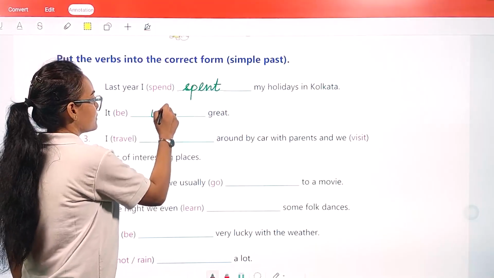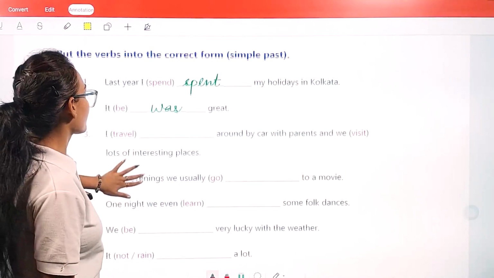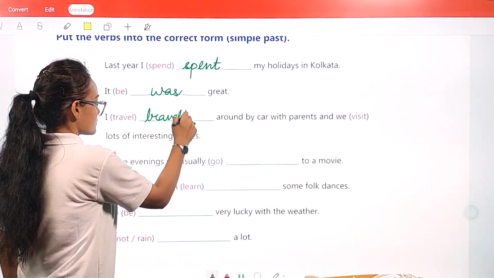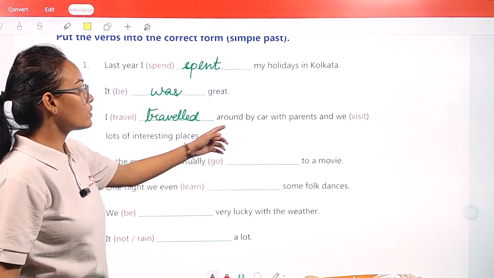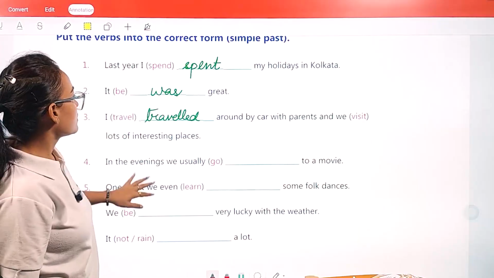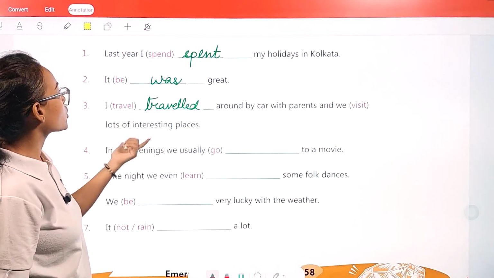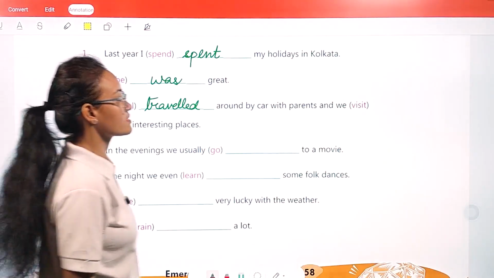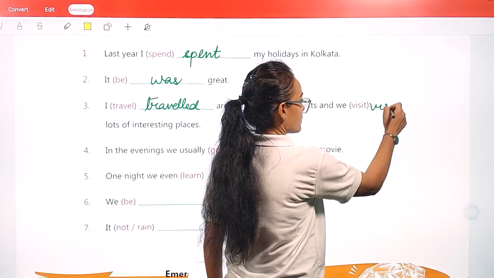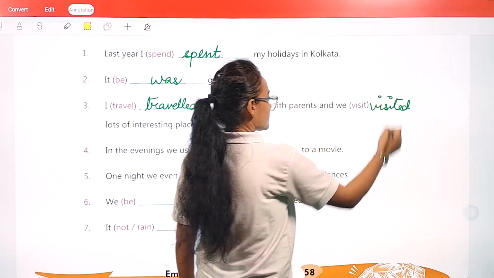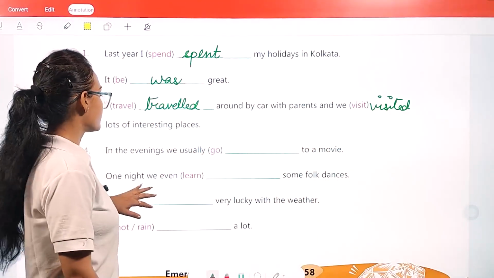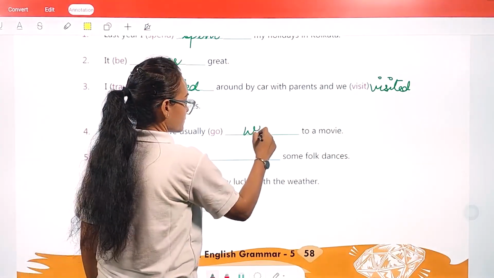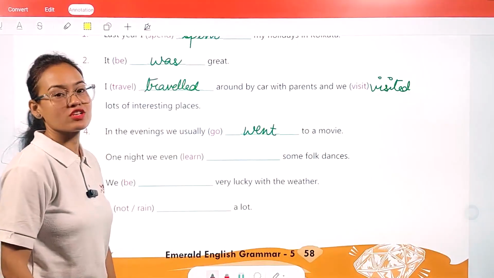It was great. Okay, I traveled. I traveled around by car with parents and we visit. Okay, we visited lot of interesting places. We visited. Now, in the evening, we usually went to a movie. Rest of the filling the blanks you are going to complete with your own.